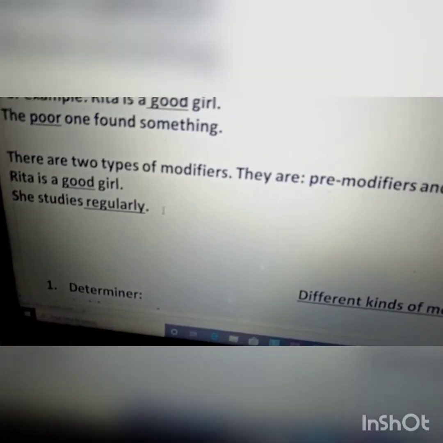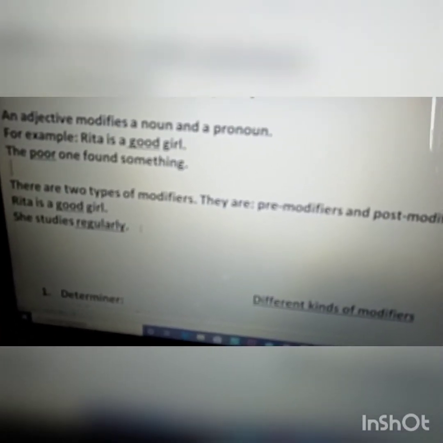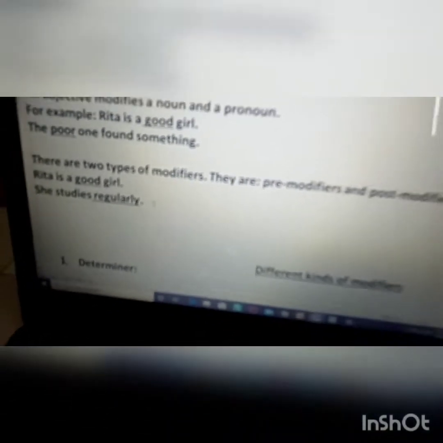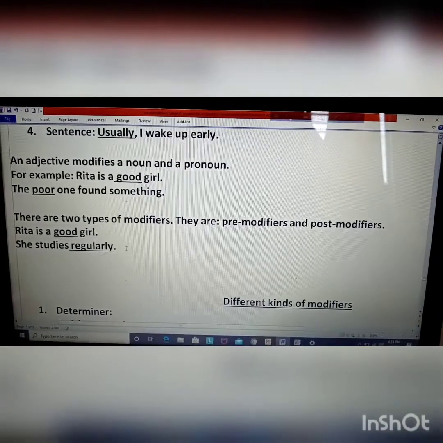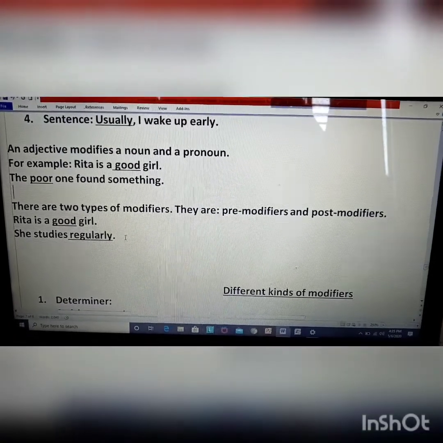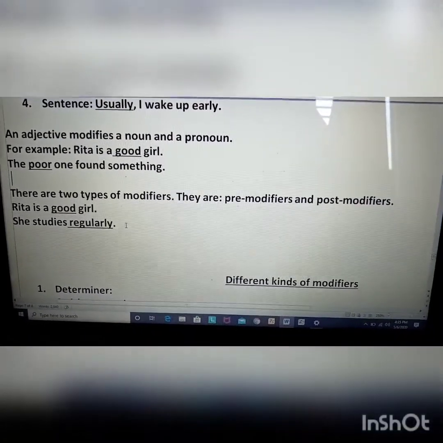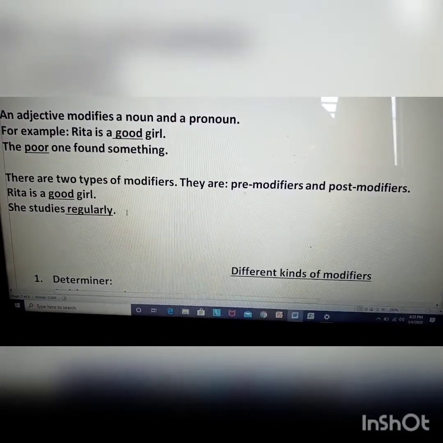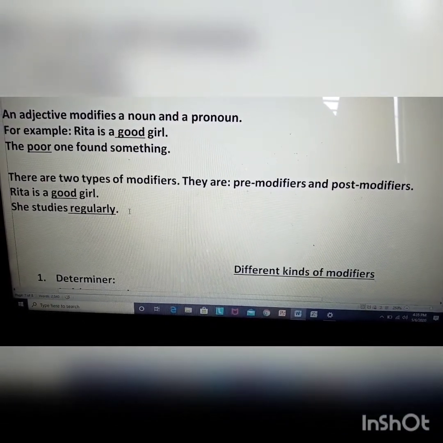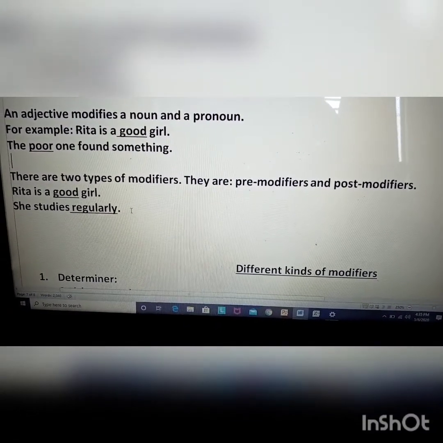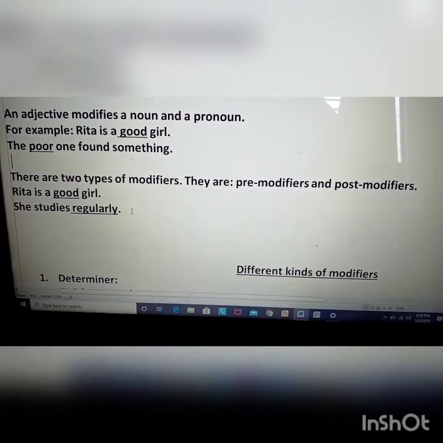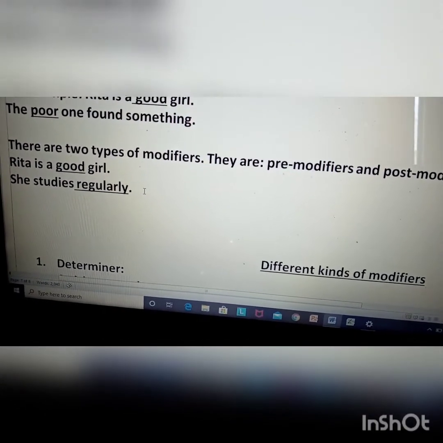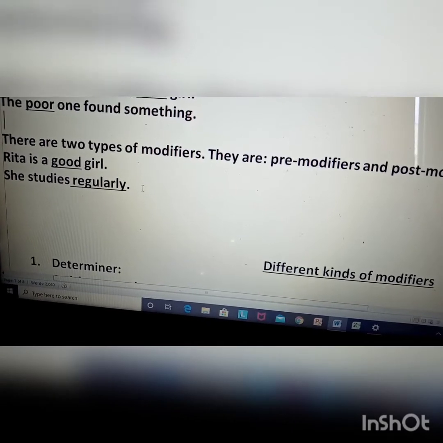Now, we all know that there are two types of modifiers. Number one, pre-modifier, and number two, post-modifier. You know that pre means before and post means after. So, in the definition, we can see that the modifiers which are used before the modified word are called pre-modifiers, and the modifiers which are used after the modified word are called post-modifiers. From the example, we can be clear.